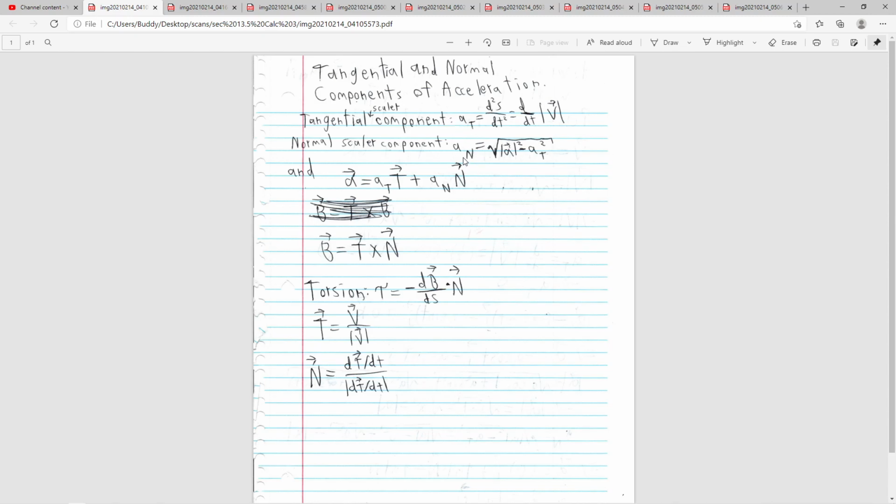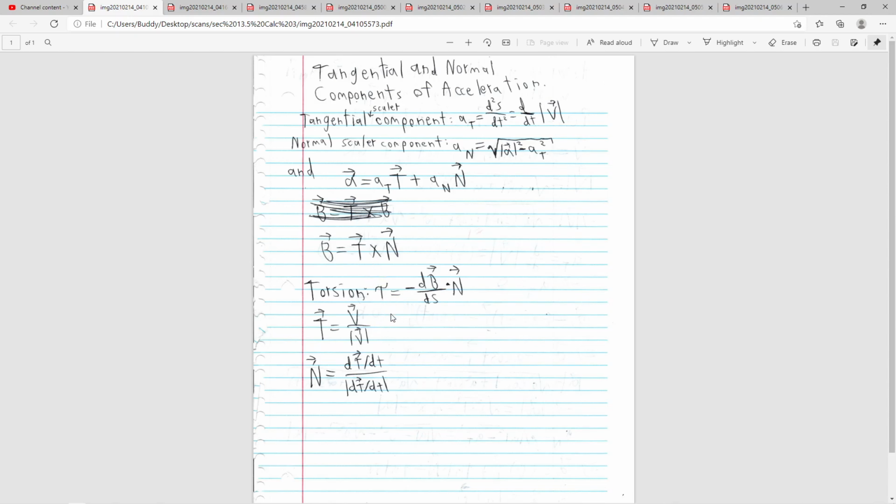Basically, you have to find a_T first and then a_N when you have a problem involving this, because a_N relies on it. And acceleration itself can be written as these two components, a_T times the vector T, plus a_N times N. And the binormal vector is B equals the cross product of T and N, T cross N.